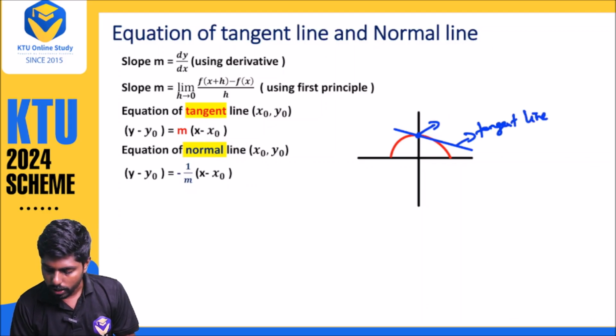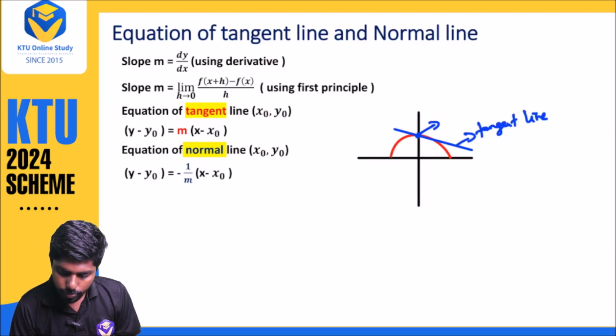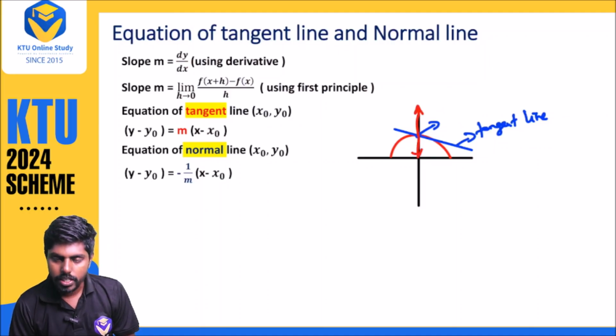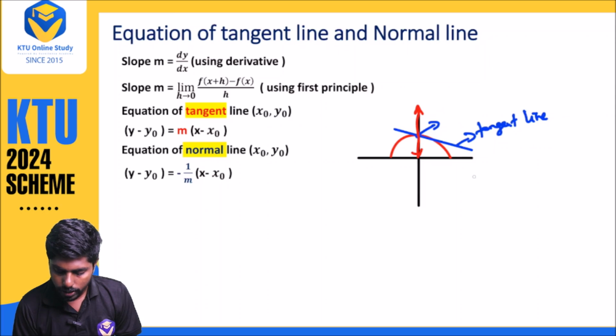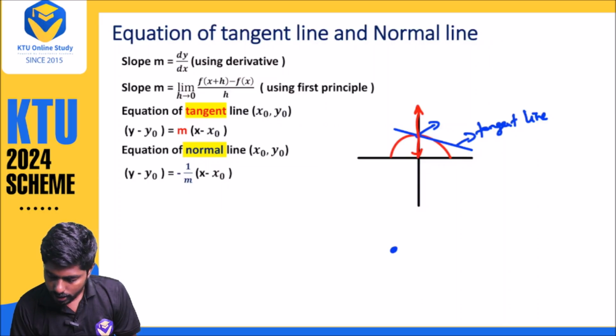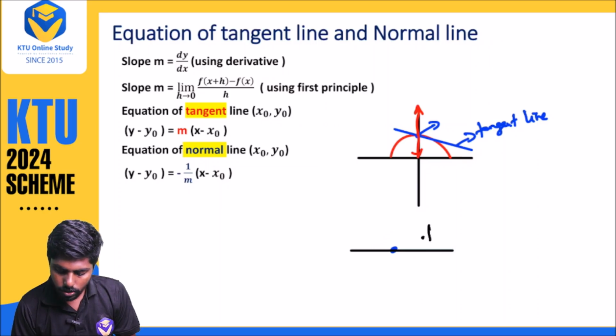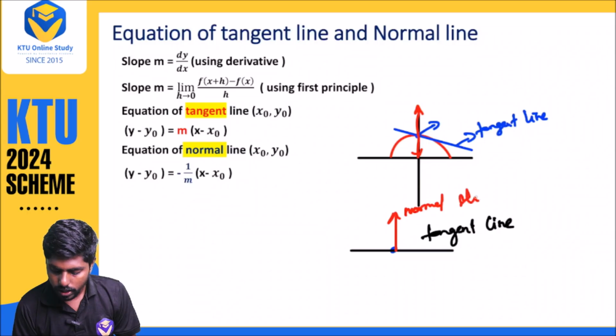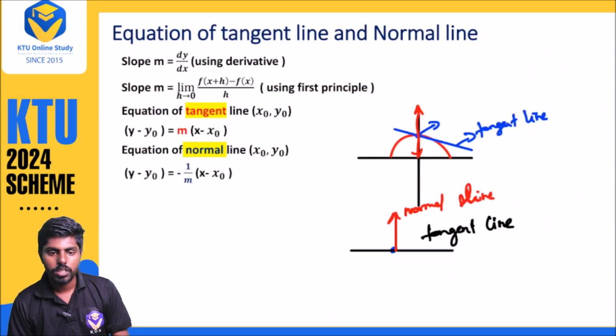And what is a normal line? The normal line is always perpendicular to that point, that is, perpendicular to the tangent at that point. That means when there is any circle or curve with one point on it, a straight line passing through that point is called the tangent line, and the perpendicular to that line is called the normal line. So this is the concept.